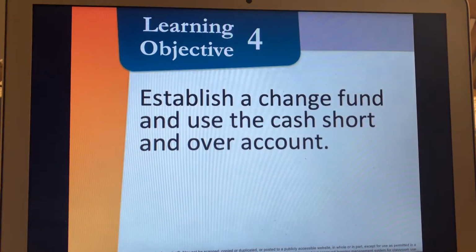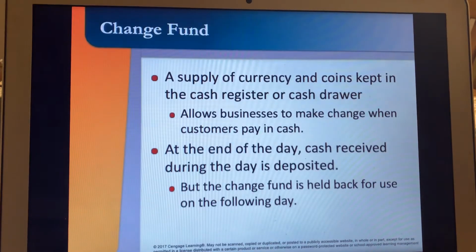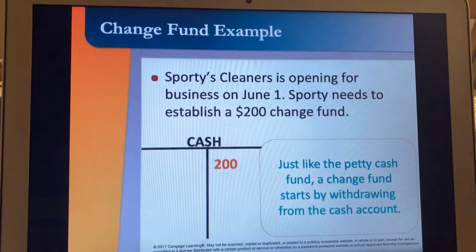Chapter 4: establish a change fund and use the cash short and over account. A change fund is a supply of currency and coins kept in the cash register or cash drawer. It allows businesses to make change when customers pay in cash. At the end of the day, cash received during the day is deposited, but the change fund is held back for use on the following day.